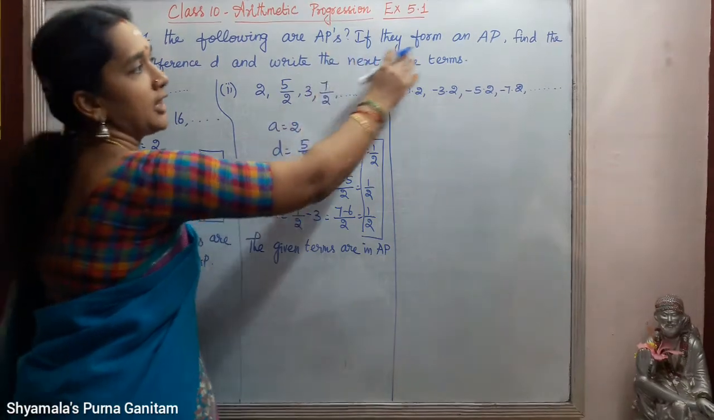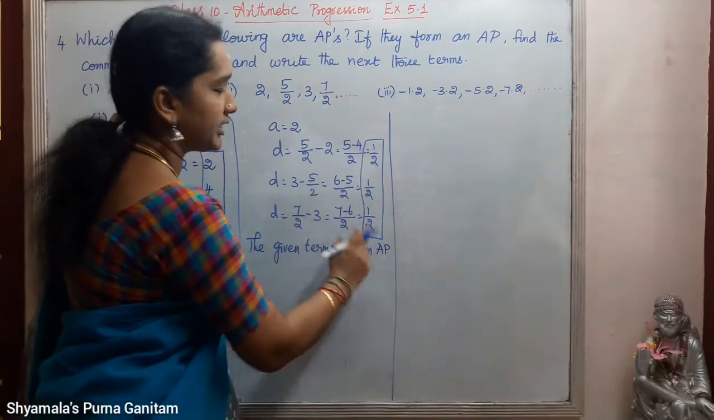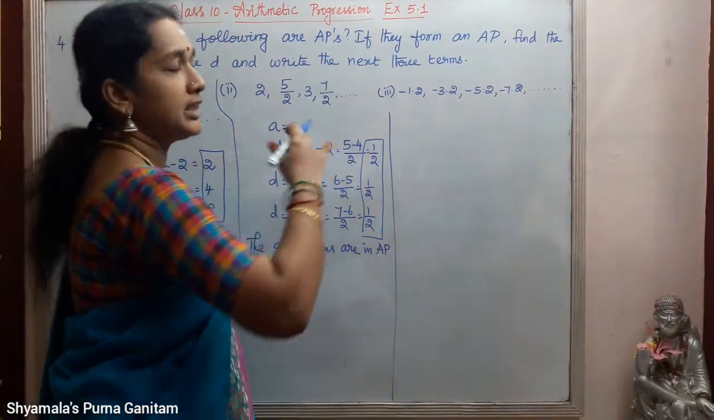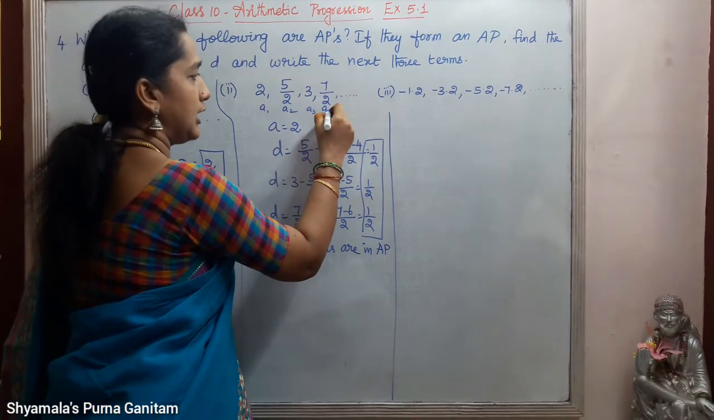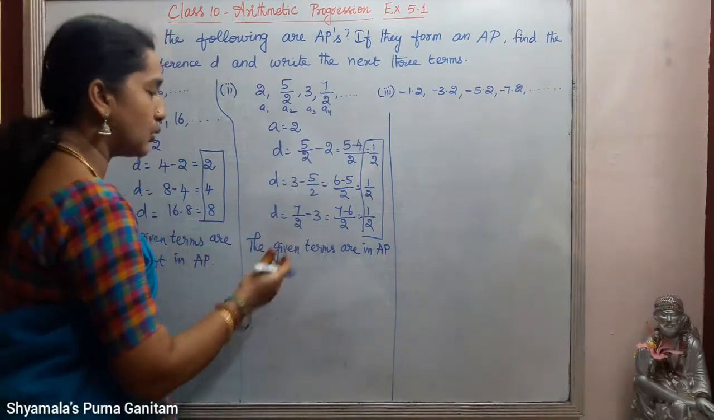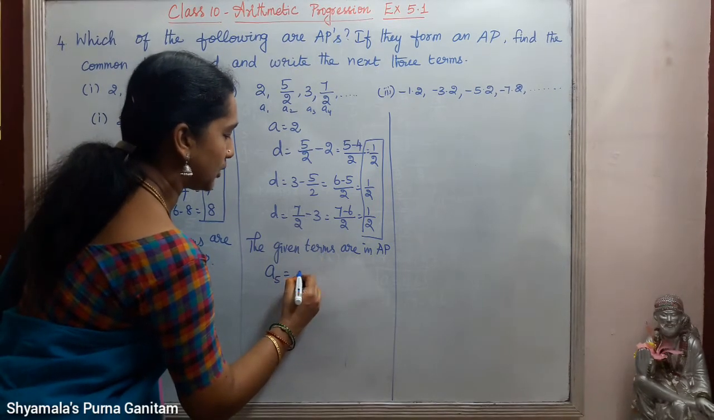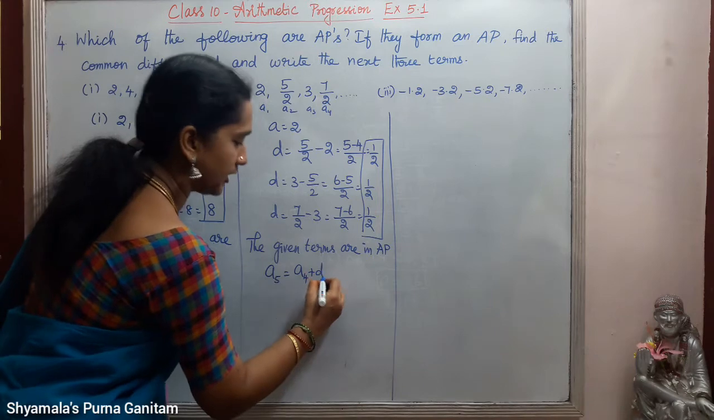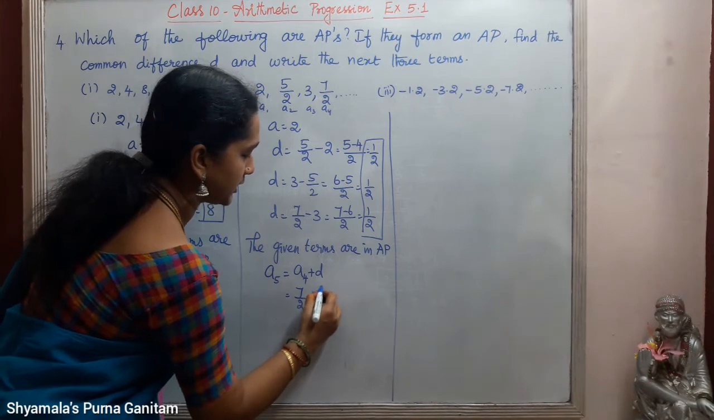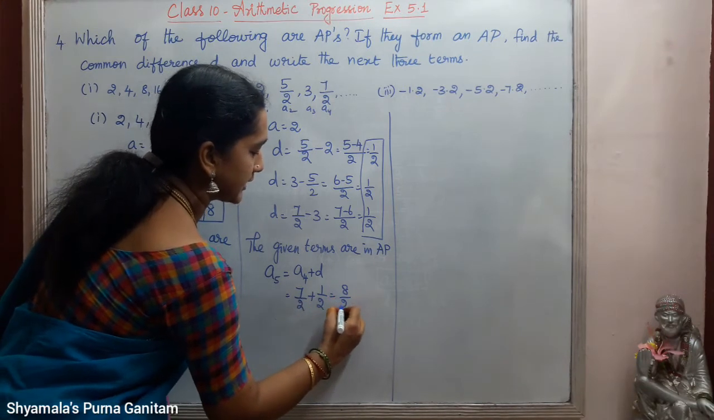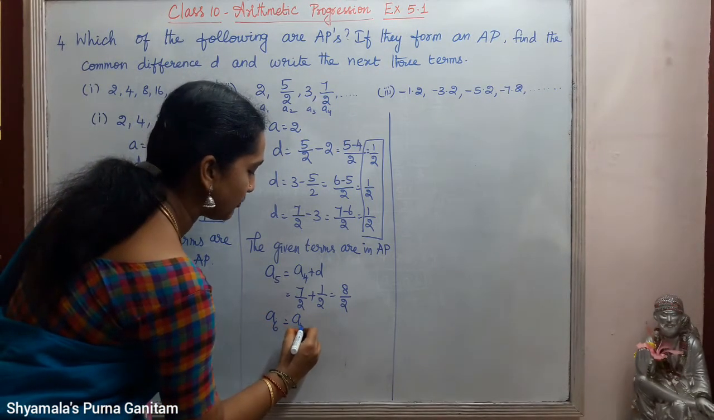Okay, now if they are in AP, find the common difference and write the next 3 terms. So we have found the common difference as 1 by 2. Then we are asked to find the next 3 terms. So this is A1, this is A2, this is A3, A4. Till A4 we have found. Now we will find the next term, that is the 5th term. A5 is equal to A4 plus D. So A4 is 7 by 2. So 7 by 2 plus the difference 1 by 2, we get the answer as 8 by 2. So this is A5. Then A6 is A5 plus D.